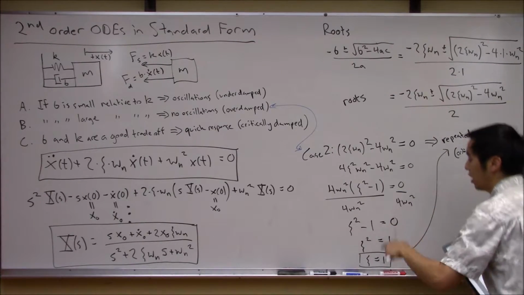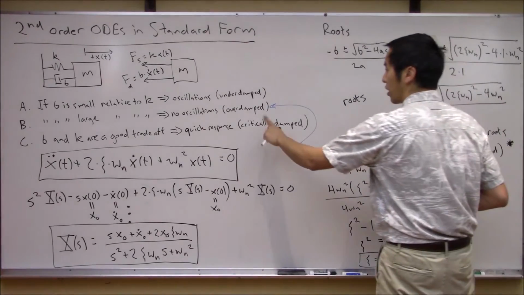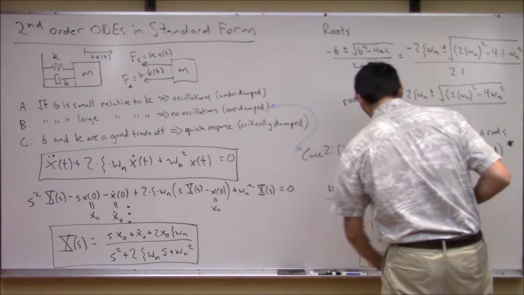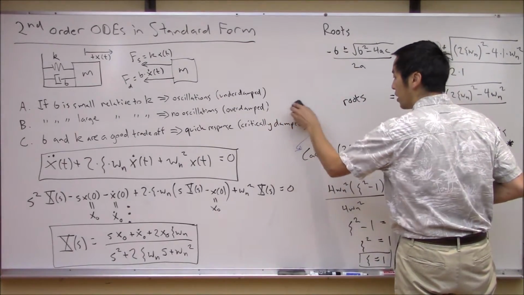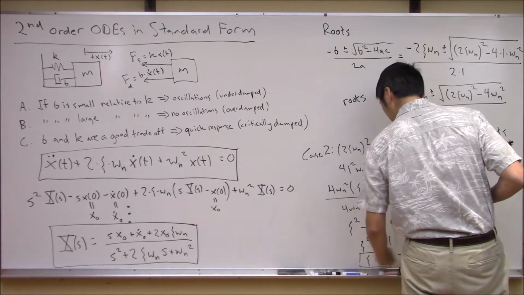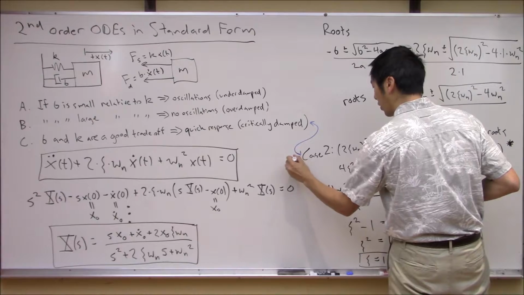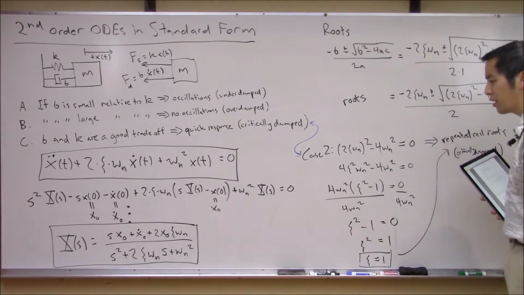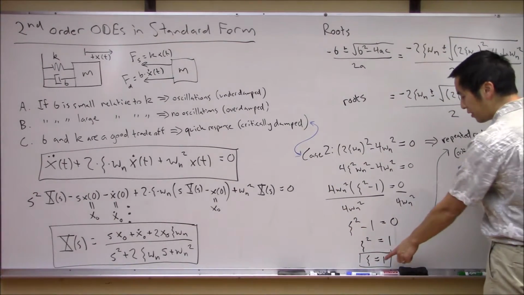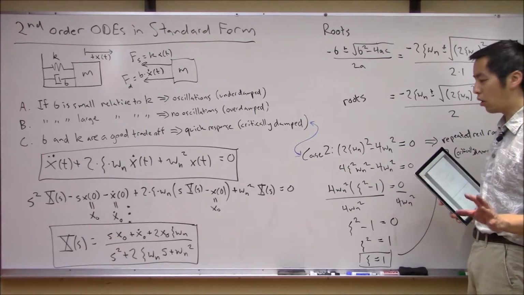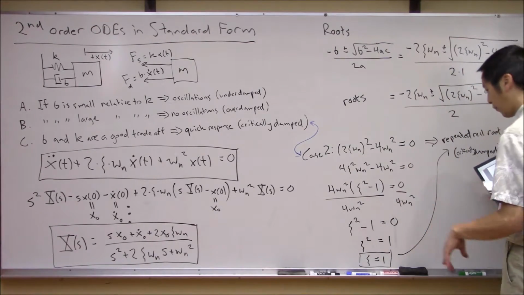Now this arrow should probably go down here. So case 2 is this situation. And again, the beauty of this standard second order form is that the damping ratio tells you all of that right off the bat. Let's finish our discussion then.